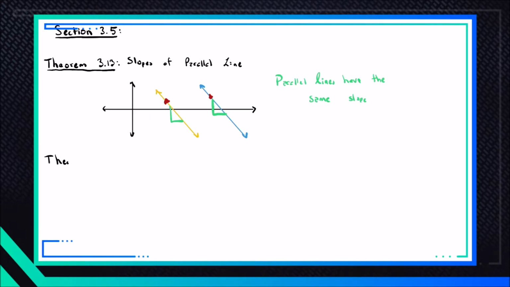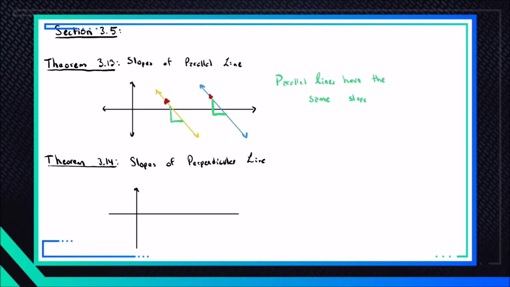Theorem 3.14 then is going to be the slope of perpendicular lines. And this is almost just as straightforward as parallel lines. It's just a little bit different when you look at it for the first time. So here is our coordinate plane skewed on the x-axis again. Our yellow line is going to be running this way, and our blue line needs to be perpendicular to that, so it's going to be running in the opposite direction.